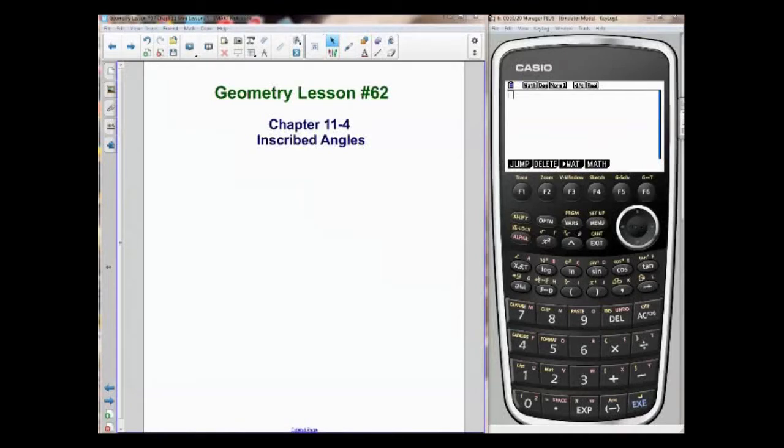Chapter 11-4, Inscribed Angles. And we're moving along on this wonderful, beautiful Saturday. I hope everybody is getting out and going to enjoy this weekend.